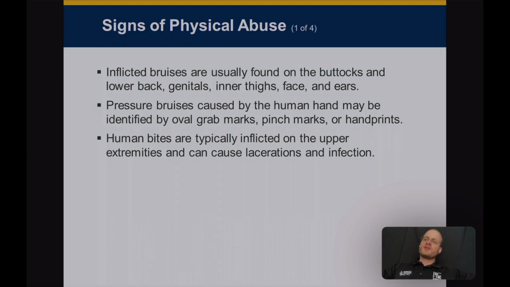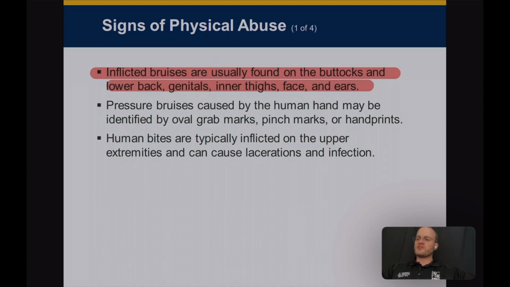And so, this is an important thing to know. Inflicted bruises are usually found on the buttocks, the lower back, genitals, inner thighs, face, ears, lips, stuff like that. And so these are all places where you would get hit, right? Just be aware of that. Pressure bruises caused by a human hand may be identified by oval grab marks, pinch marks, or handprints. So you could literally see a handprint to the face, or where they grabbed the wrist real tight and squeezed it, where they pinched them with their nails or something like that.